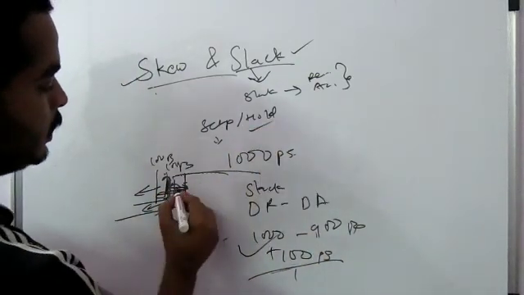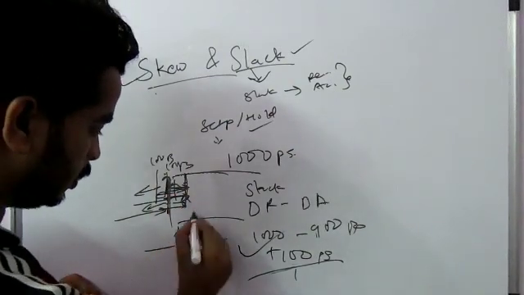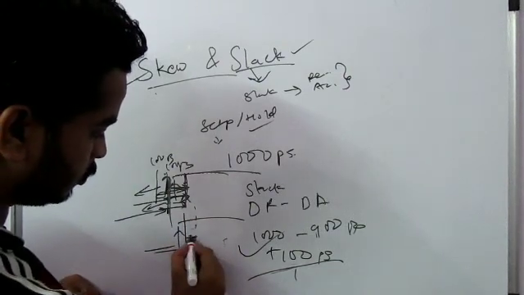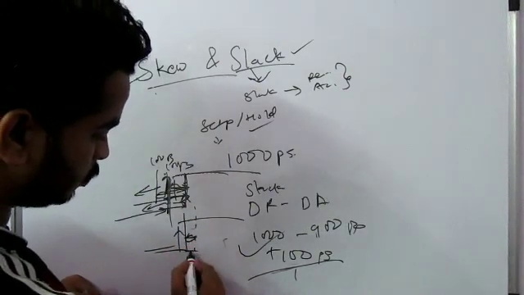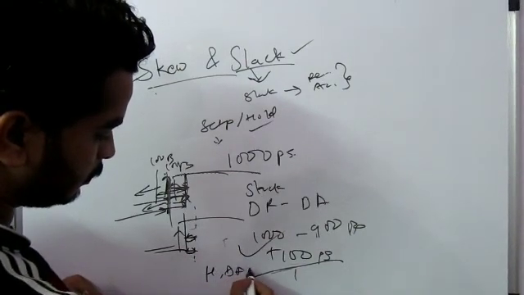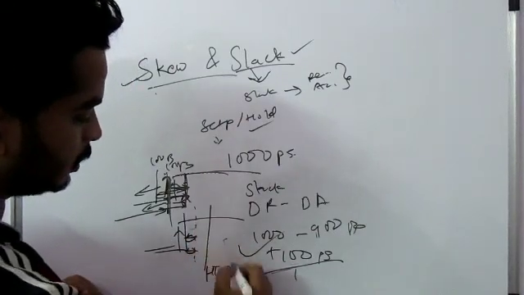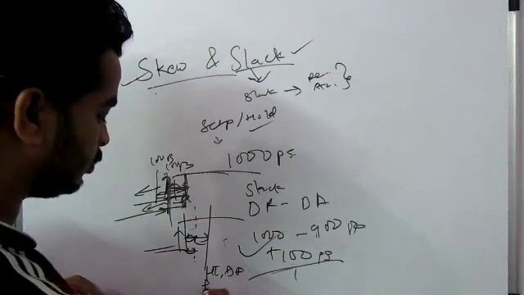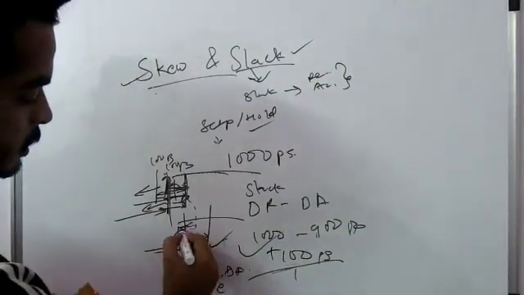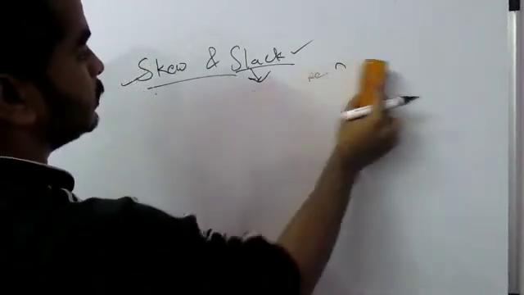Similarly for hold, suppose this is the clock and this is the hold time. If the data arrives before this hold time, it would be a violation. So this would be the slack between the hold time and the data arrival. If the data arrives after the hold time, it would also be slack, but positive, and it can't be considered as a hold violation. So this is the difference between slack and skew.